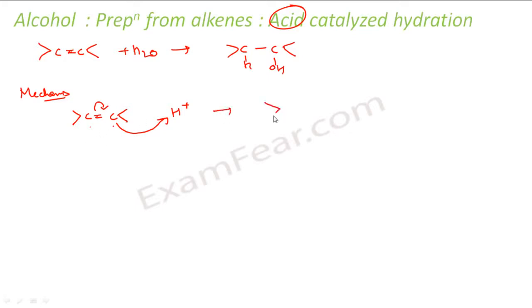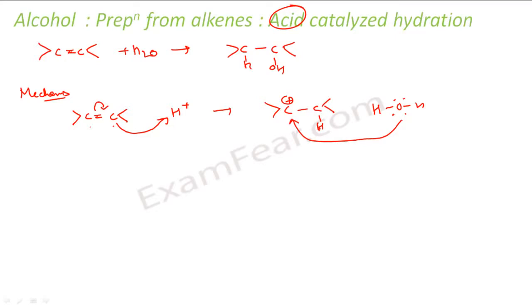Now what you get is a carbon with the positive charge. If you see, the carbocation is formed, and now a nucleophile attacks. Correct? Why nucleophile? Because after this plus is formed, water attacks this position. So I have water here, and water will attack this. This is a nucleophile attack.